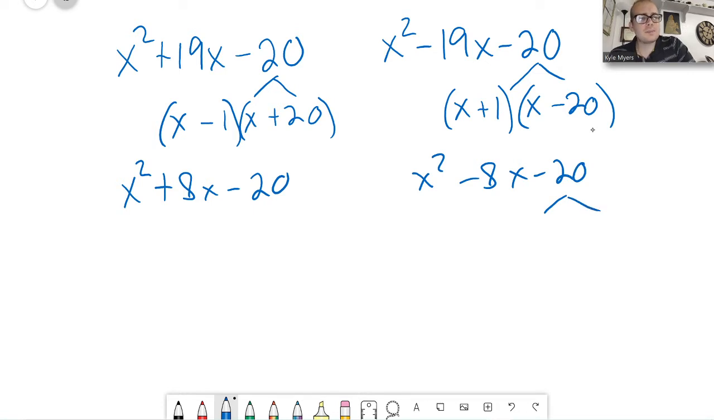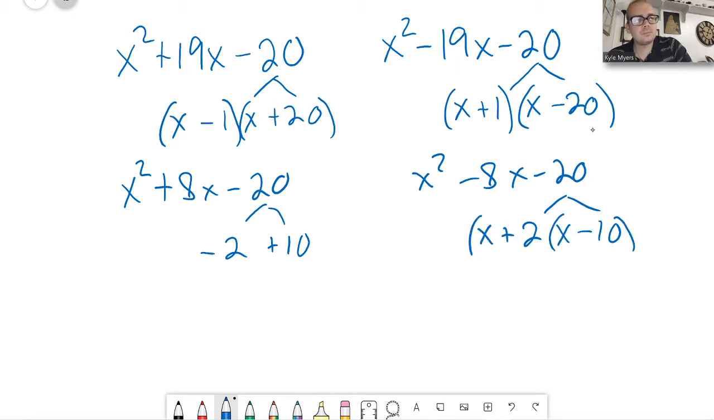So 20 is 1 times 20. It's also 2 times 10. So 2 times 10. And on this one, I want the minus and a plus. On this one, I want the plus and the minus. So boom, boom. And if you haven't already noticed, what I'm doing is I'm going in order from c equals negative 20, and then I'll make my way all the way to positive 20.